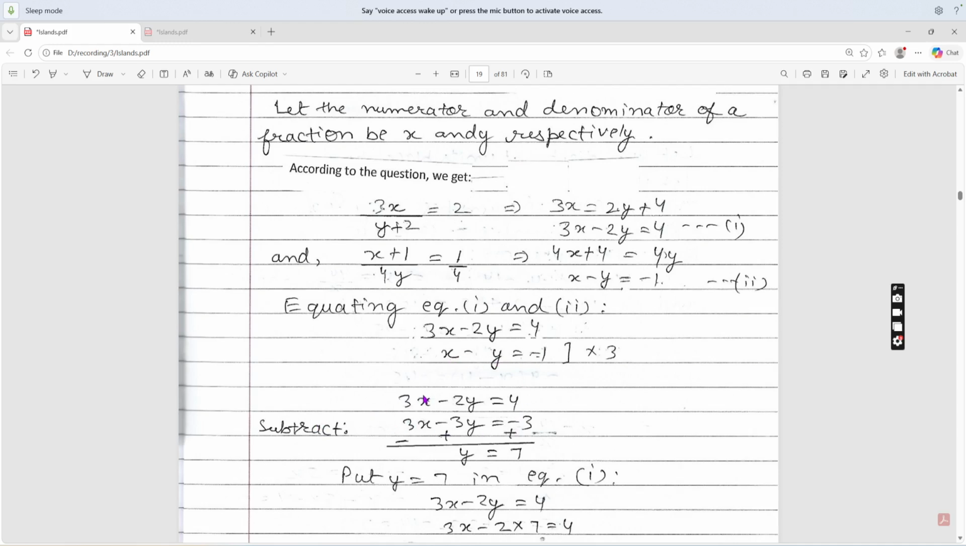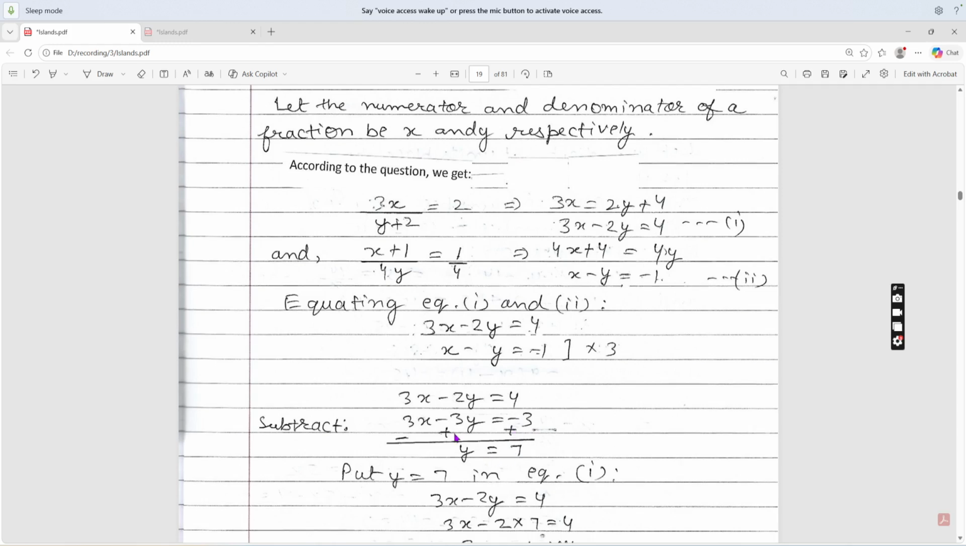Now we are going to subtract because the coefficient of x in both of these two equations is the same, that is plus 3 and plus 3. So plus becomes minus, minus becomes plus. Why? Because whenever the coefficients are equal in sign and quantity, we subtract. Here they are the same. So plus 3 minus 3 is 0. Minus 2 plus 3 is plus 1. Plus 4 plus 3 is plus 7. So y is equal to 7.